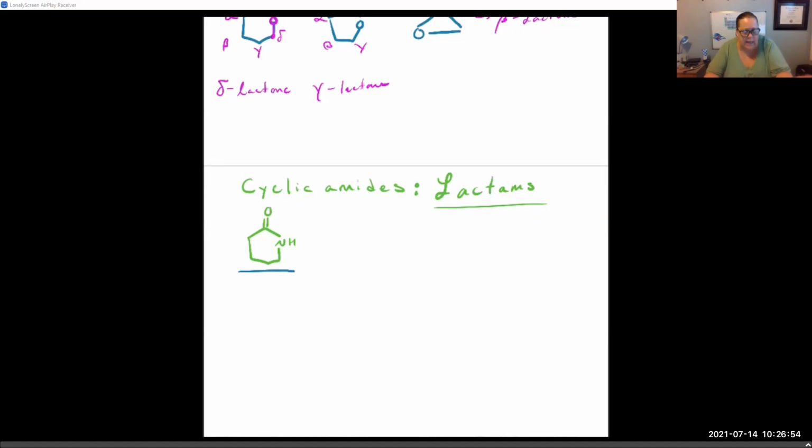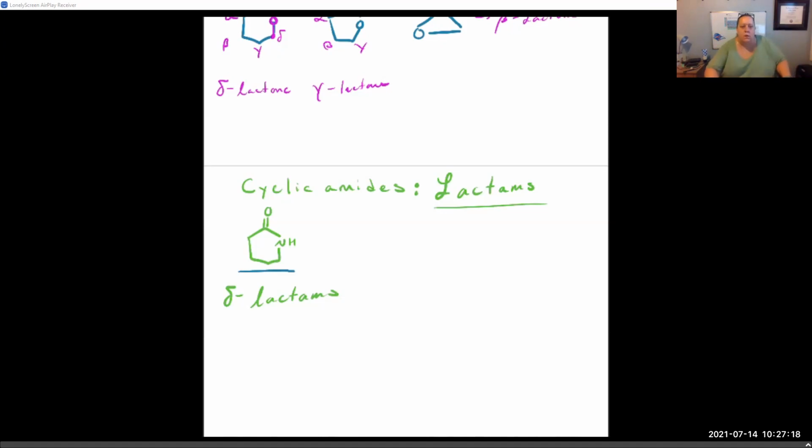Yeah, exactly. It's a delta lactam. And so we would use the exact same naming notation for lactams that we do for lactones. Okay, so nothing horribly difficult here. It's pretty straightforward. Now, lactones and lactams are very prevalent. They are very prevalent in biochemistry.